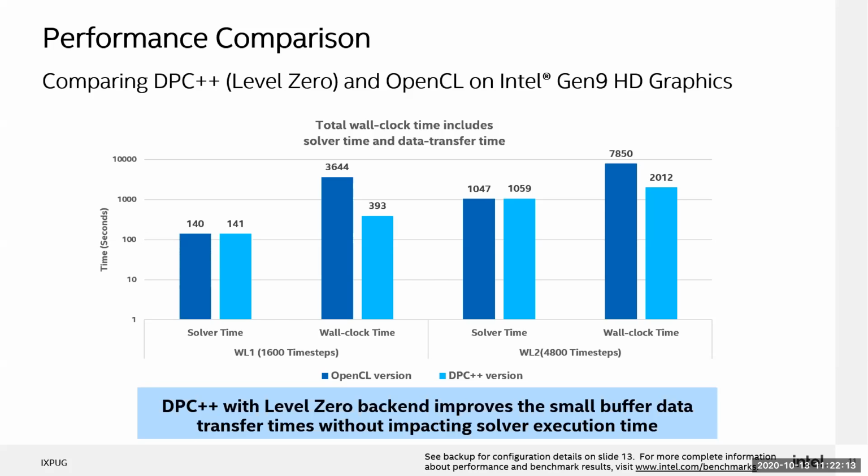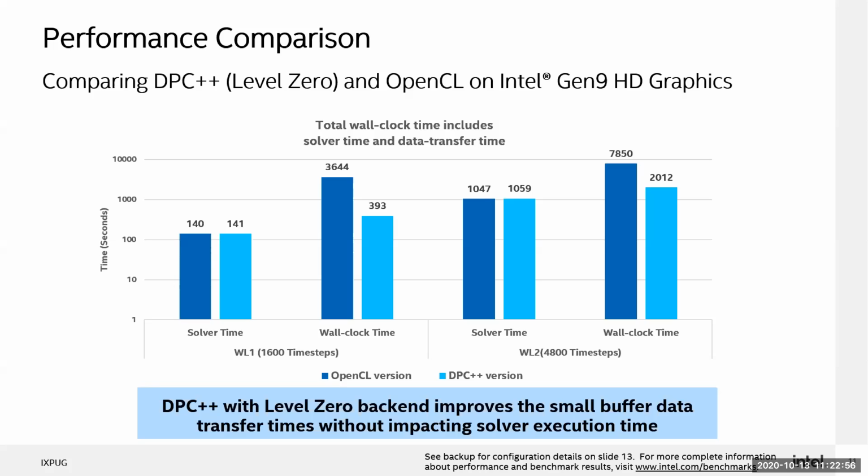Even for workload 2, we saw a similar thing. The solver times were close to equivalent, and the overall wall clock time for the data parallel C++ version reduced to about 2000. So this points to us that because we were not limited by OpenCL's way of copying the small buffers, and by using data parallel C++ with Level 0 and the optimizations enabled in data parallel C++, we were not limited by the data transfer time of the small buffers, and hence it's significantly reduced.